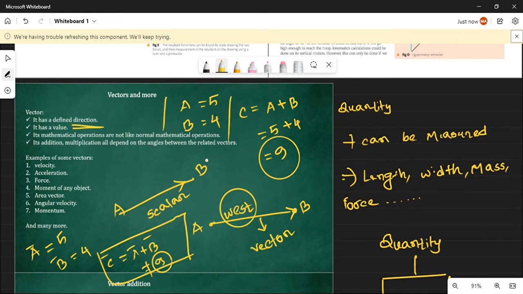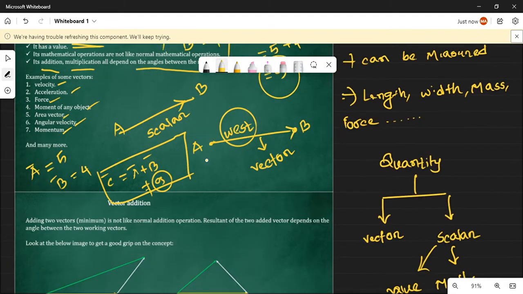That's why we will be discussing the addition of vectors in a detailed manner in this lecture. I have written that addition and multiplication all depend on the angle between the related vectors. Examples of vectors are velocity, acceleration, force, moment of any object, area vector, angular velocity, momentum, and many more that you will study further in your course topics.